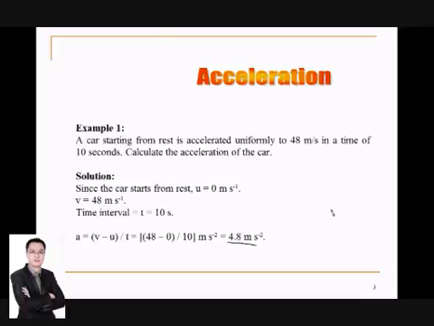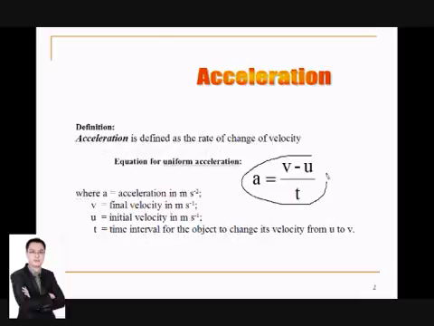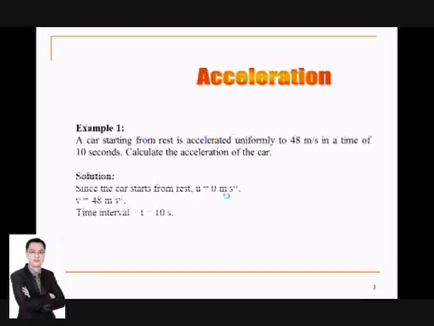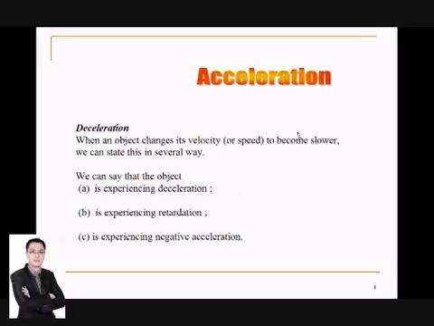Now, very importantly, I want you to take note that this formula can only be used if the acceleration is uniform. If the acceleration is not uniform, we are not supposed to use this formula. Now, when the object changes its velocity to go faster and faster, we say that the object is accelerating. On the other hand, if the object is slowing down, we call it deceleration. So the object is undergoing deceleration or retardation, or we also can call it negative acceleration. All three are equivalent terms.